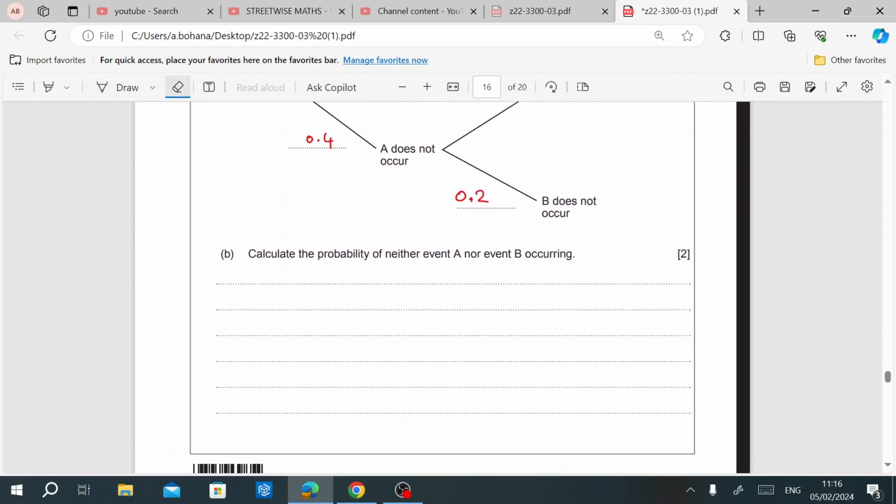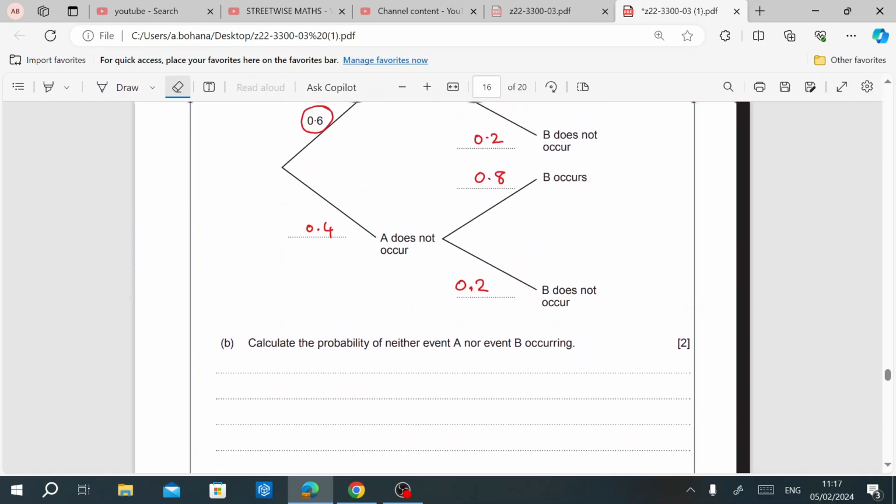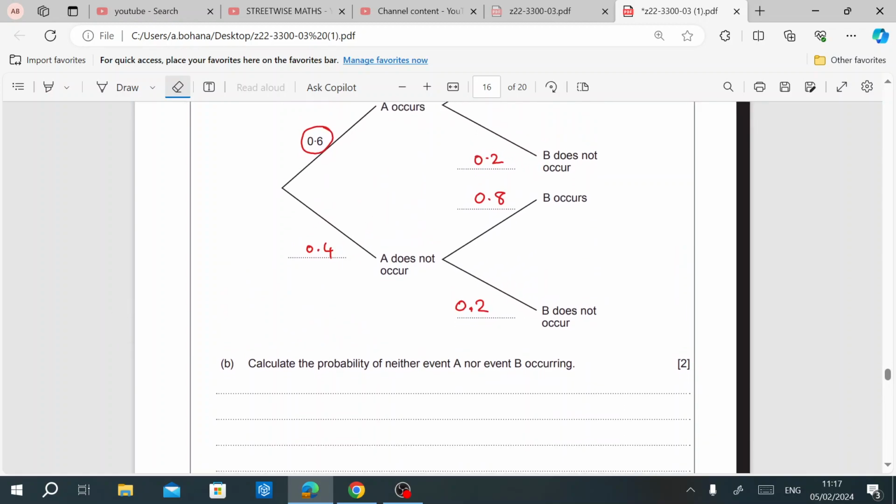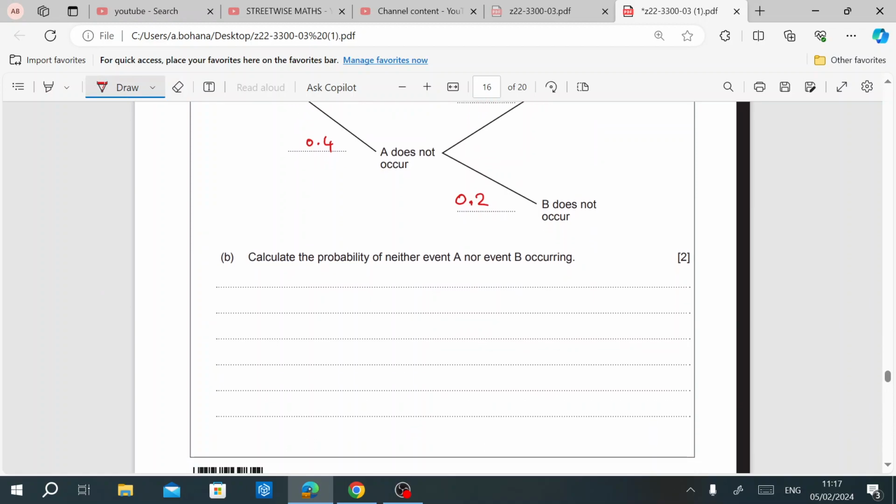Right, question. What's the probability of neither event A or B occurring? So it's a bit like saying this, going this route not occurring and this route here not occurring. So it's 0.4 and 0.2. Again, it's a times question. So 0.4 times 0.2, and of course the answer is going to be 0.08, not 0.8 like a lot of students would do, okay?